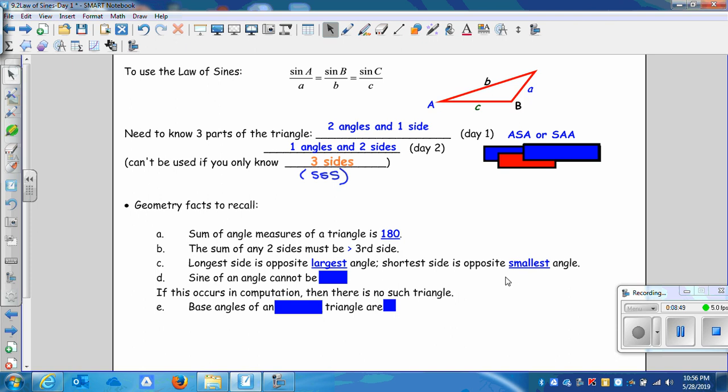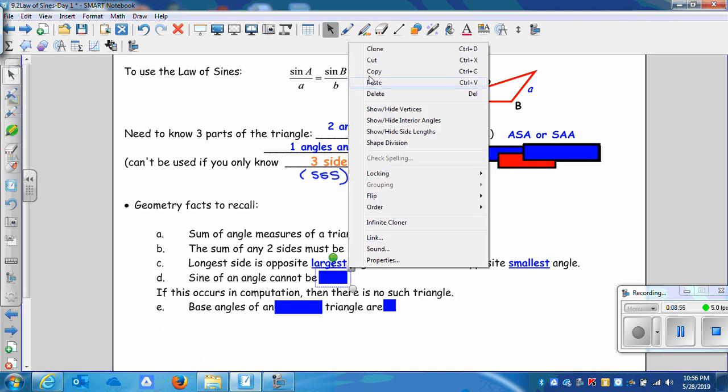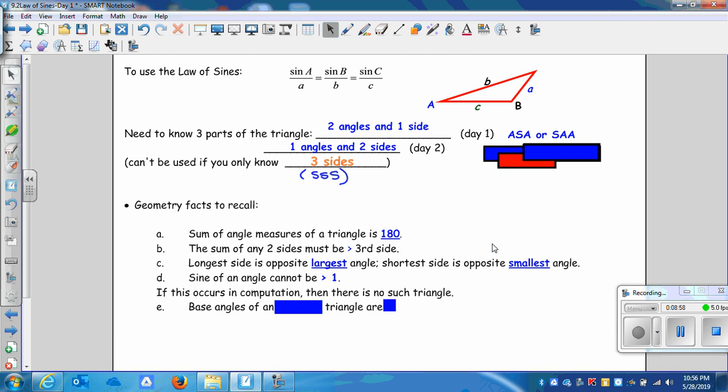Now from the unit circle and working with sine inverse, we know that the sine of an angle, the ratio itself, cannot be bigger than 1. If that occurs, you don't actually have a triangle. And the last thing that might be helpful for you, base angles in an isosceles triangle are equal or congruent. That may come in handy with one of your practice problems.